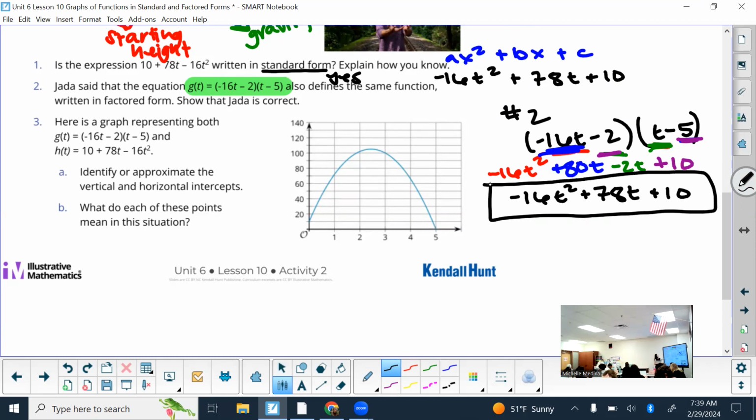All right, so now here's if you did graph it. It would look like just one line graph, even though they're given to you in two different forms. It says identify or approximate the vertical and horizontal intercepts. And what do each of these points mean in this situation? If you haven't gotten that far, I'll give you about a minute to review those answers with your groups. Identify our intercepts and what they would mean in this situation.